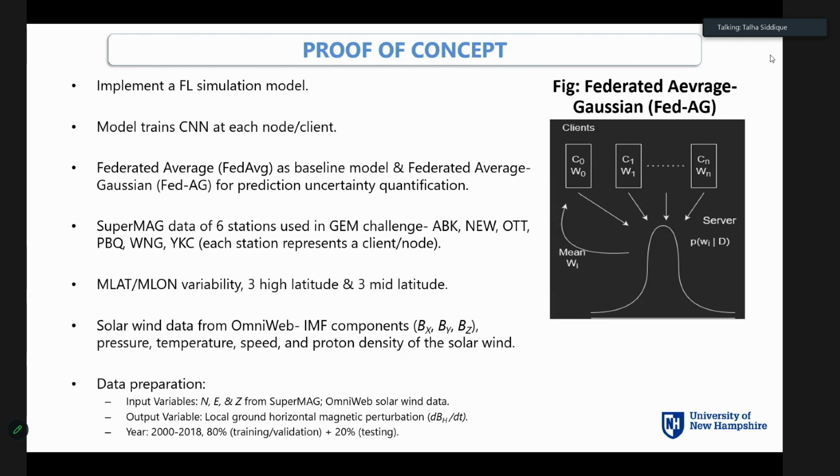We also used solar wind data from OmniWeb, where we used the IMF components, pressure, temperature, speed, and proton density of the solar wind. For the input variables, we use the N, E and Z components from SuperMAG and the OmniWeb solar wind data. For the output variable, we use the local ground horizontal magnetic perturbation, or dBH/dt. We took the years 2000 to 2018, where 80% was used for training and validation, and 20% was used for testing.